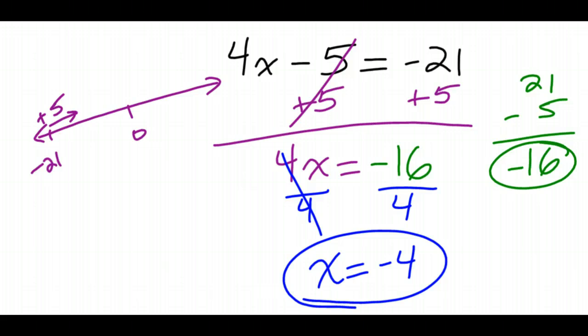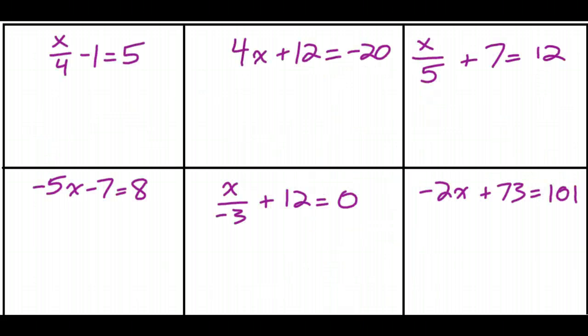So now, go ahead and pause the video and work on these 6 problems here. x over 4 minus 1 equals 5. 4x plus 12 equals negative 20. x over 5 plus 7 equals 12. Negative 5x minus 7 equals 8. x over negative 3 plus 12 equals 0. And negative 2x plus 73 equals 101. Pause the video, work on those, and then when you're ready, unpause the video and we'll go through the answers.